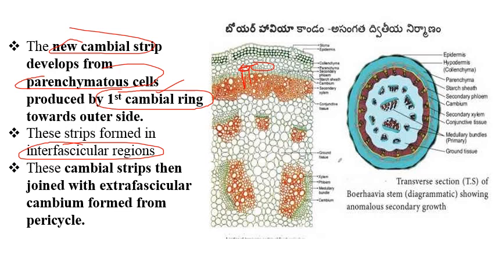These cambium strips then join with extrafascicular cambium. एक extrafascicular cambium बनता है. Extra means जो vascular bundles के बीच में नहीं होता. It is formed from pericycle cells. So pericycle के कुछ cells और जो ये parenchymatous के cells हैं जो meristematic होते हैं, they form a complete ring. So cambium is formed from the pericycle. This extrafascicular cambium is formed from pericycle.